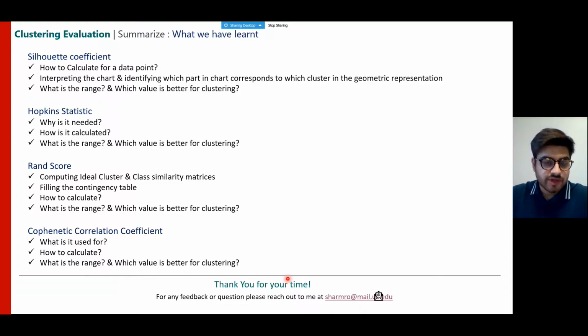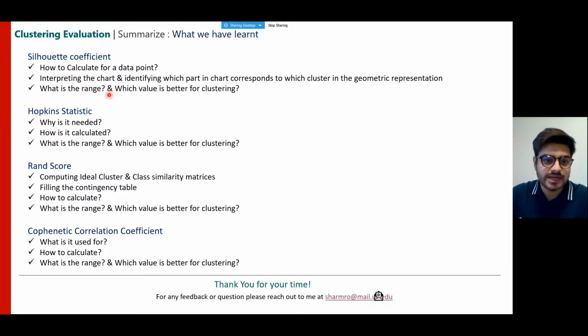So to summarize what we have learned in this presentation, we started with the silhouette coefficient and found out how it is calculated for each data point. We also saw how the chart of the silhouette coefficient is interpreted and how we can find out which cluster in the geometric representation refers to which part of the chart. We also looked at what is the range of this particular coefficient and what values are best for clustering.